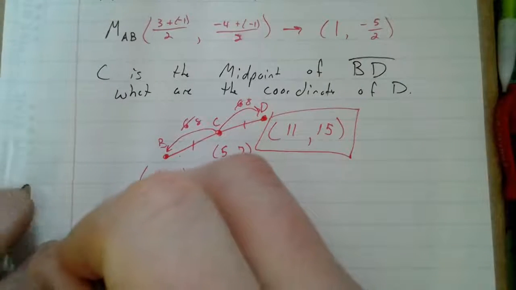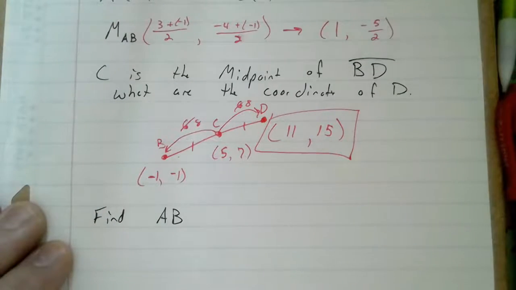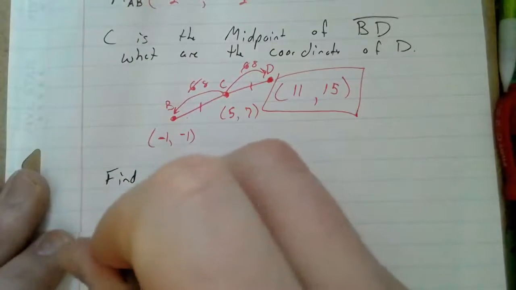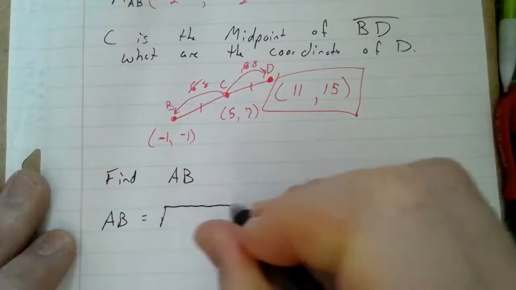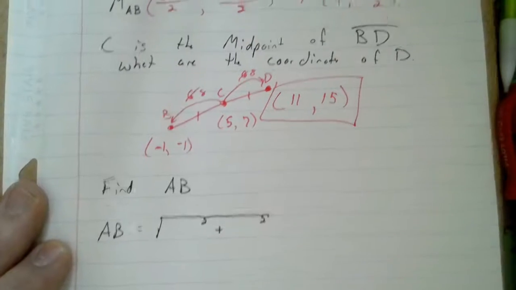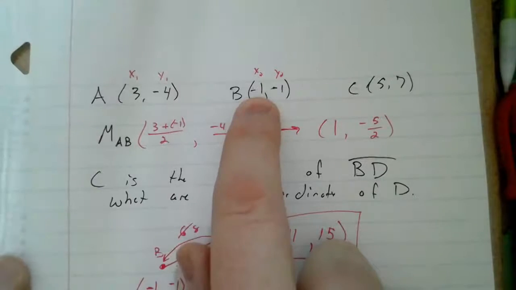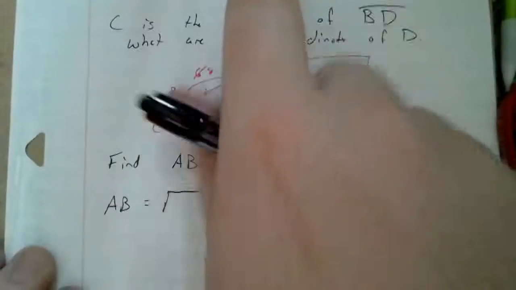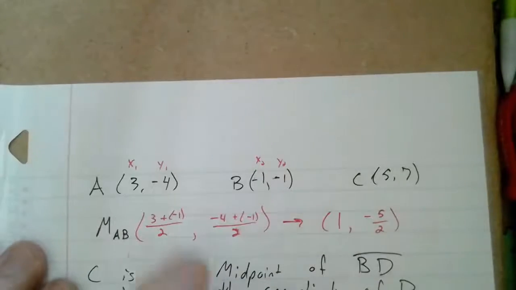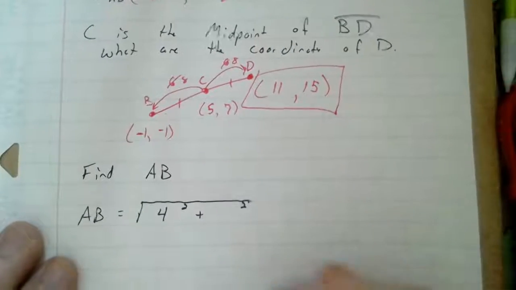So here we'll just find AB. I know this is going to be the distance formula. When I'm doing the distance formula, I like to set up my shell for my equation. So I know it's going to be the square root of something squared plus something squared. Now here, remember, I talked to you about this idea of delta x. How far is it from 3 to -1 on a number line? Well, they're 4 spaces apart. So that's my delta x. And then how far is it from -4 to -1 on a number line? Well, that's 3 spaces apart.